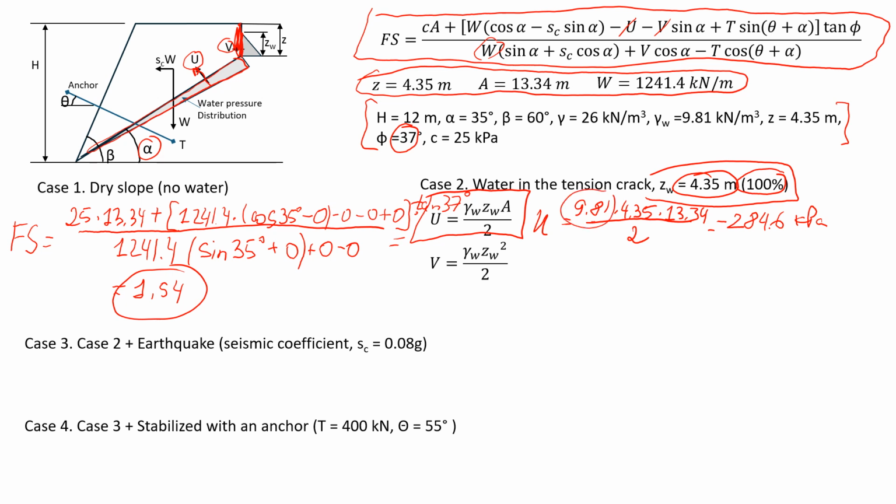It's not force anymore. Okay, now let's look at this value V, which is the horizontal driving force due to water pressure, water in the tension crack. So V will be equal to unit weight of water, 9.81, times here we have the amount of water in the crack, and we know it's the whole length of the crack to the power of 2 divided by 2. That will give us a value of 92.81 kPa.